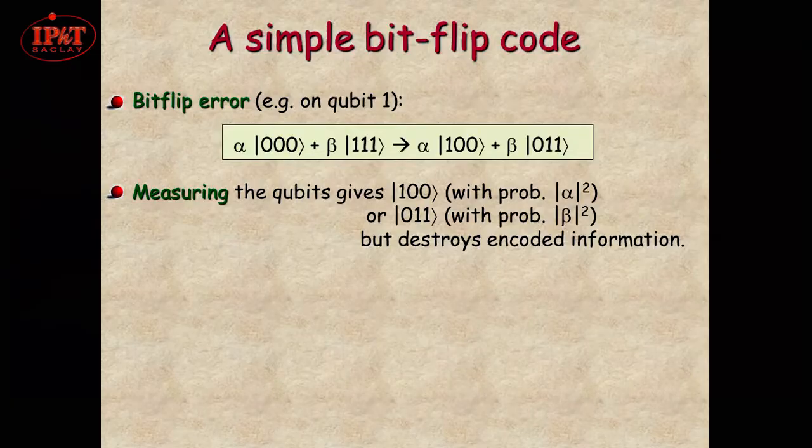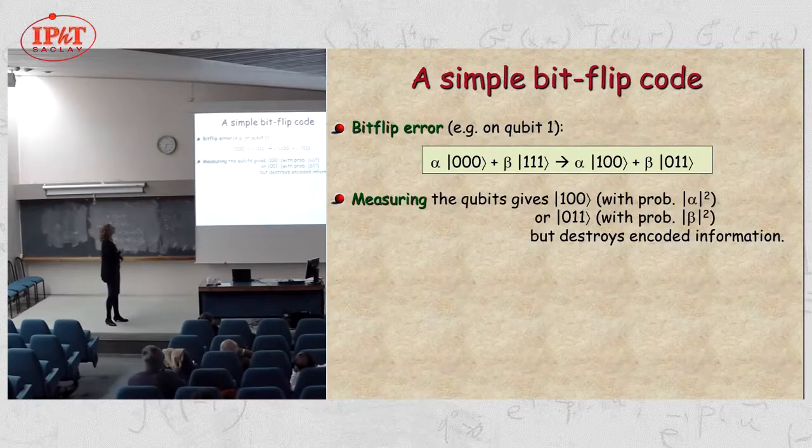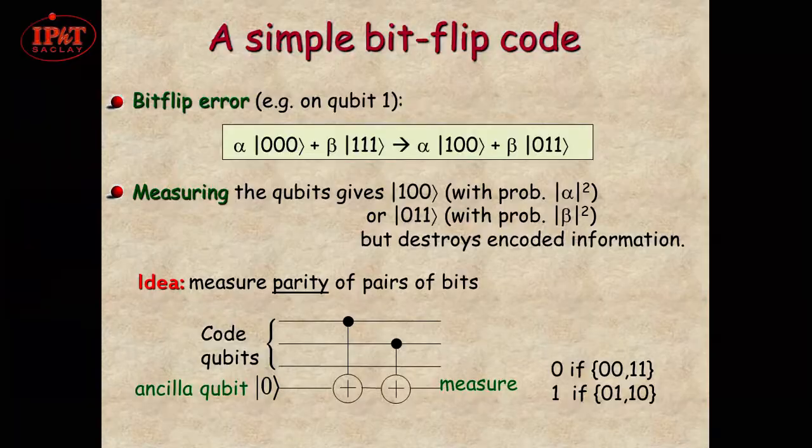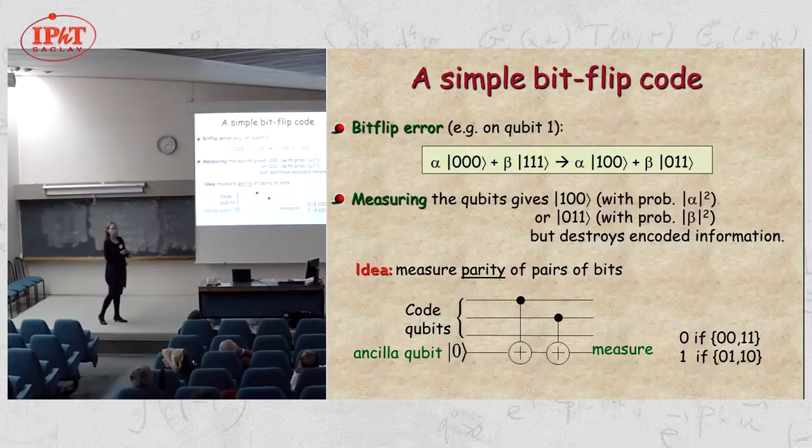So once you do that, then a bit flip error can actually be dealt with, even though errors are continuous and so on. If you just have a bit flip error, then measuring the qubits the naive way will allow you to detect the error, but you destroyed the encoded information. Doing it slightly less naively, you can measure the parity of the qubits in a collective fashion without measuring each one separately. You can just have a circuit that adds these two and measures.